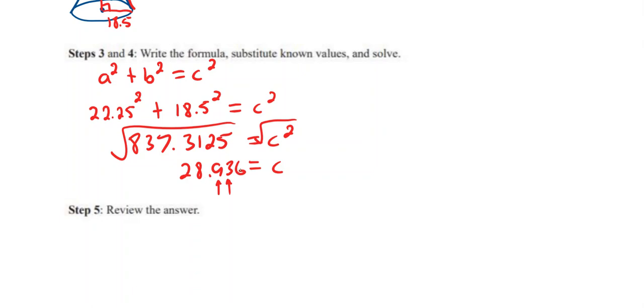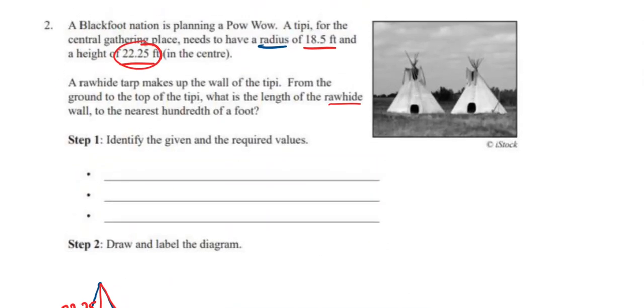28.94. Why 4? Just because it's a bigger number. Yeah, it's because of the 6 on the other side. If this is 5 or larger, it's going to round it up. So 28.94. And then what units were we using? Feet.